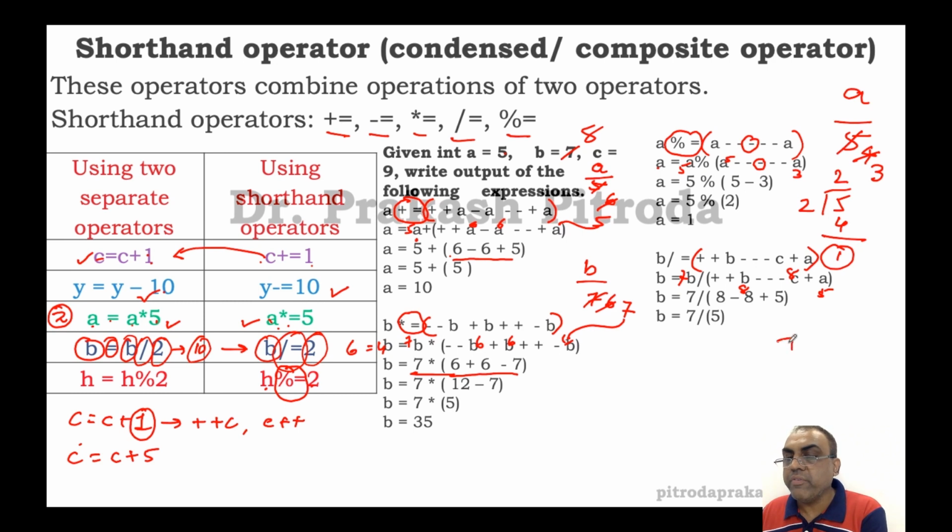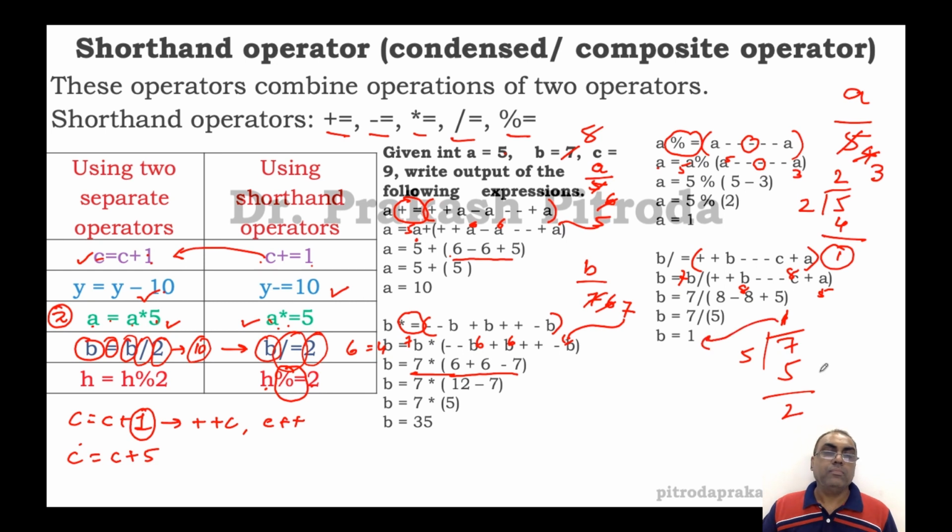Now 7 divided by 5: 5 ones are 5 is the nearest exact division. Later on, of course, if it is a decimal I would have gone further, but this is not a decimal. So my answer is the quotient part, 1. I'm sure everybody has understood this.